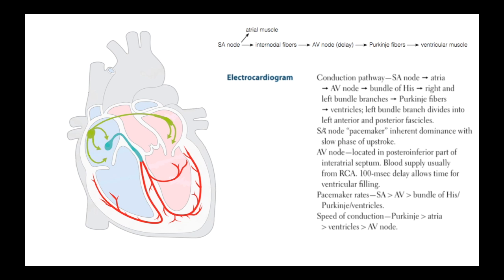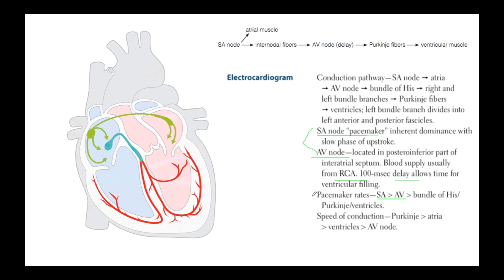And one more time, the SA node is our pacemaker, and our AV node has our delay. Remember, our nodes receive their blood supply from the right coronary artery, like I mentioned before.